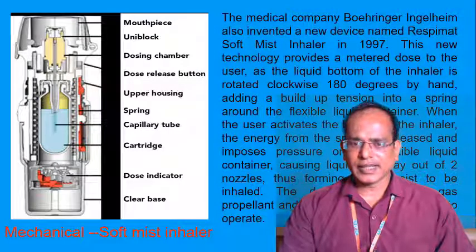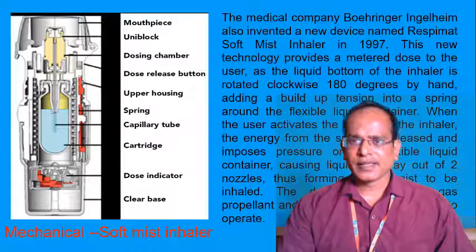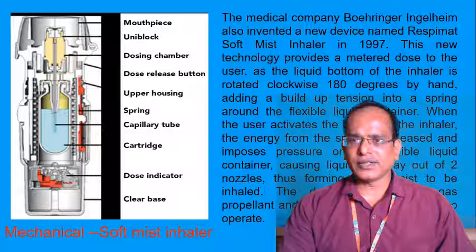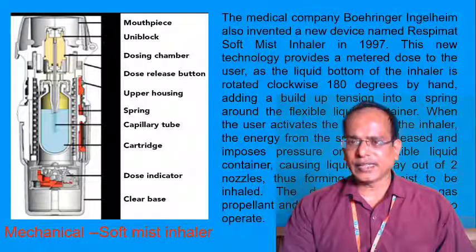The mechanical nebulizer is a soft mist inhaler. Here the medical company Boehringer Ingelheim also invented a new device named the Respimat soft mist inhaler in 1997. This new technology provides a metered dose to the user as the liquid bottom of the inhaler is rotated clockwise around 180 degrees by hand, building up tension in a spring around the flexible liquid container.